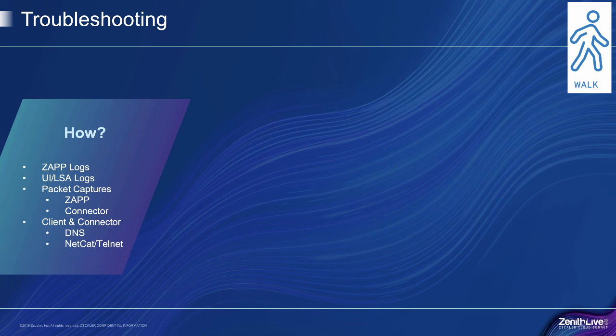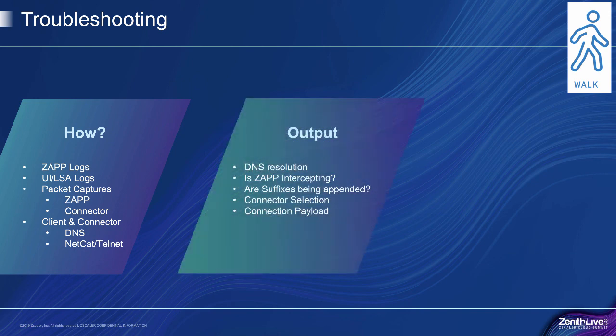Also think about accessing from the client or the connector. Can you do the DNS resolution? Can you do a netcat or a telnet from the connector and show that the connection's working from each of those connectors that's in that discovery process? The output of that is, is DNS resolution working both on the connectors and on the client? Is Zscaler app intercepting the request? Are the suffixes being appended? If they are, is the connector being used being selected correctly?